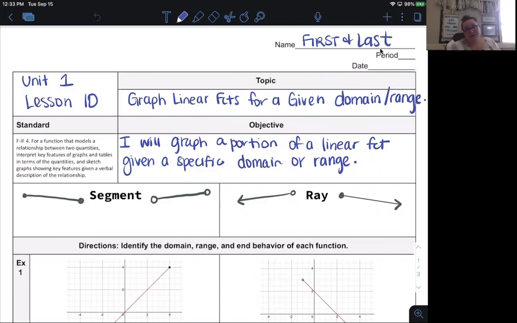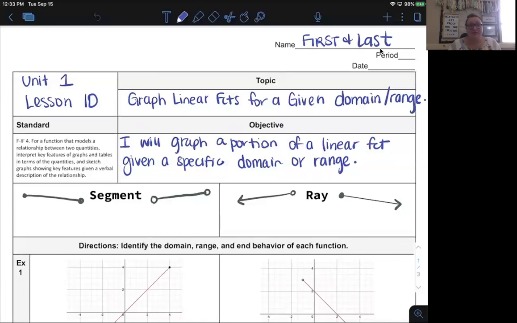Our main topic is graph linear functions for a given domain or range. Remember at the top of your notes to always put your first and your last name, the period, and the date, and make sure you write everything down as we go. Your objective for today: I will graph a portion of a linear function given a specific domain or range.